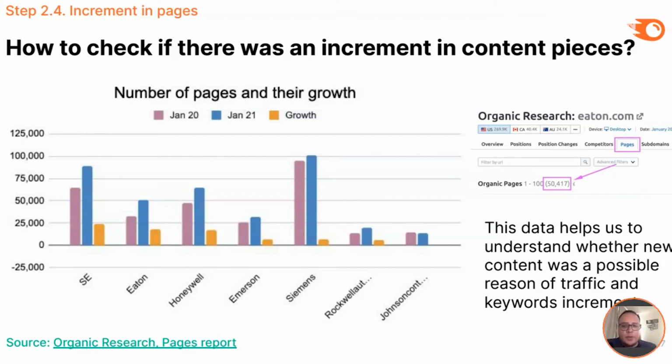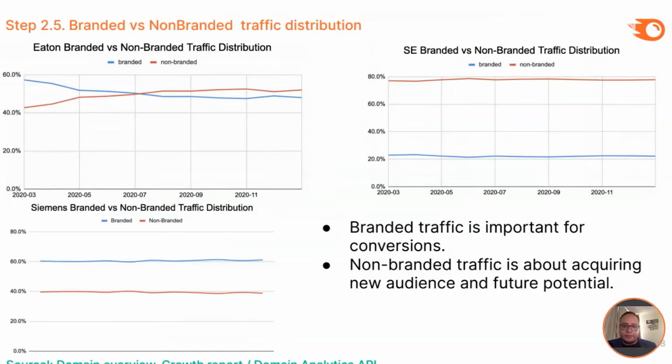How do we check if there was an increase in content pieces, how do we see if they were creating content? Basically, the change in the number of pages they created is going to give us a really good idea, and we can also extract all that information.